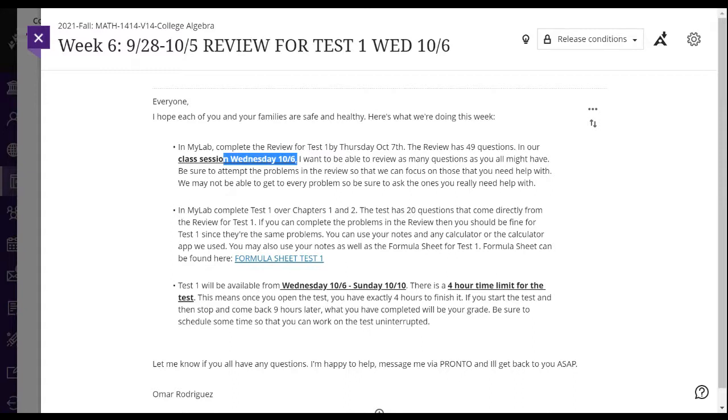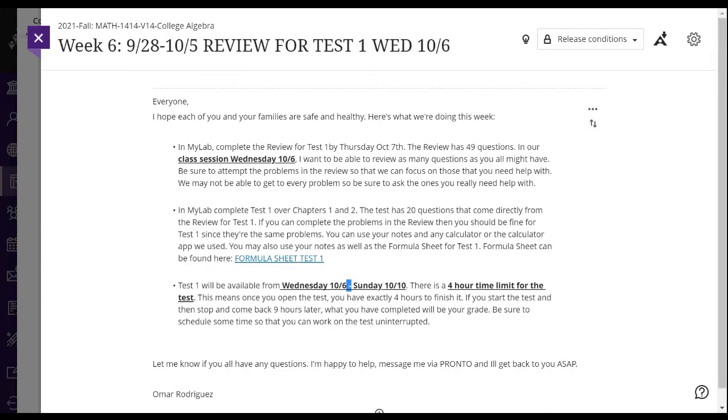So when we meet again on Wednesday, October the 6th, we could do as many questions over the review as we can. And then that night, once we're done with our reviewing, I'm going to open up the test for you guys. You can take the test anytime between Wednesday and Sunday. So you'll have 4 days, 4.5 days, whatever it is, to get the test done. It's probably going to end at midnight Sunday, something like that. The only thing is there's a 4-hour time limit.